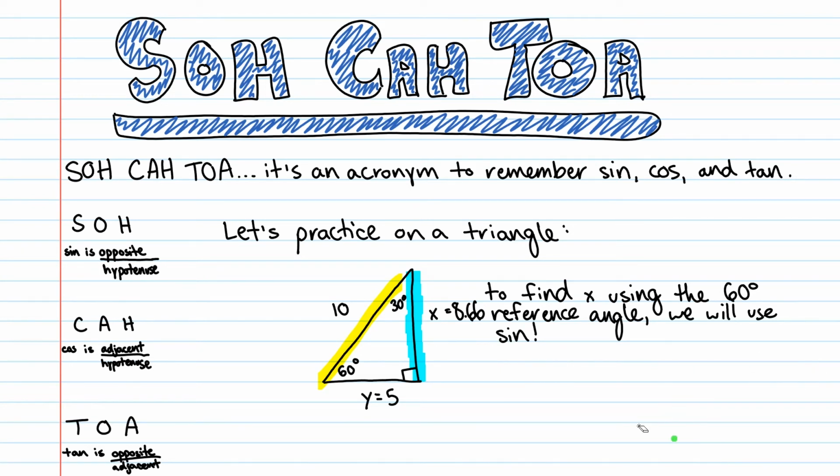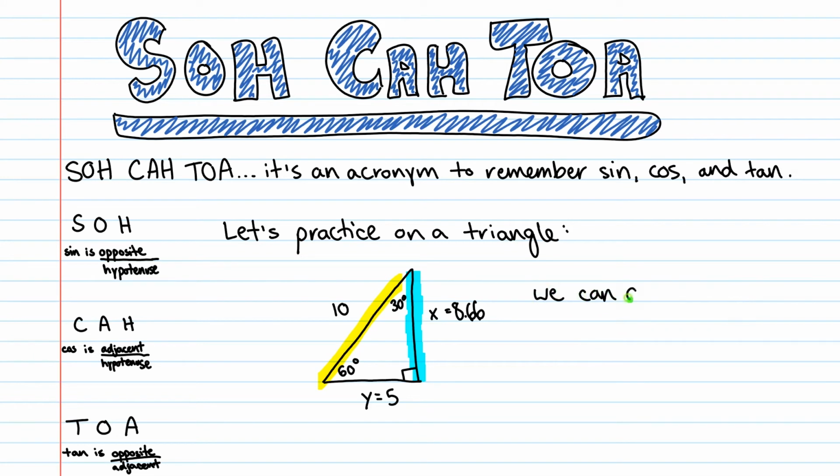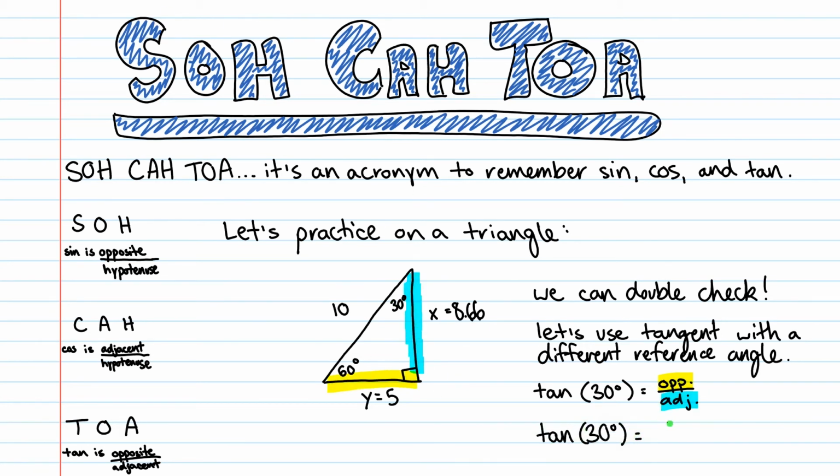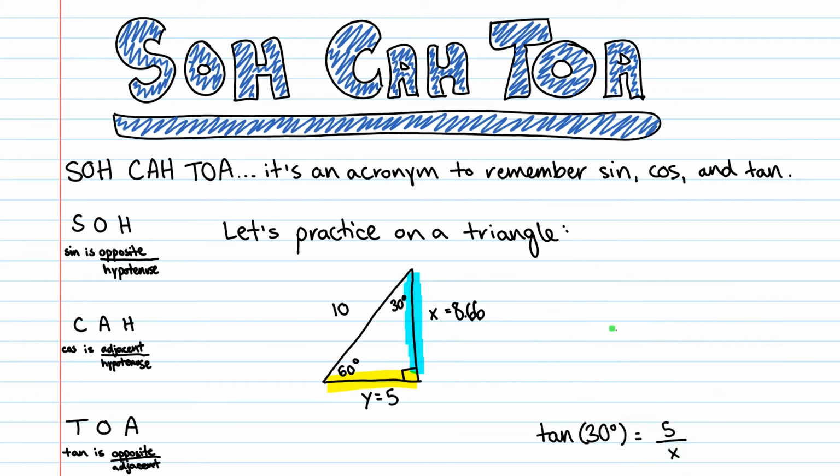Now, for practice, since we haven't even touched tangent yet, why don't we double check our answer for x while also using tangent? Our acronym says that tangent of an angle is equal to the opposite side over the adjacent side. In order to use tangent here, we need to use 30 degrees as our reference angle. I'll show you why. Because the tangent of 30 degrees, you see how the y is opposite that side and the x is going to be the adjacent side from 30 degrees. So tangent of 30 degrees will equal 5 over x.